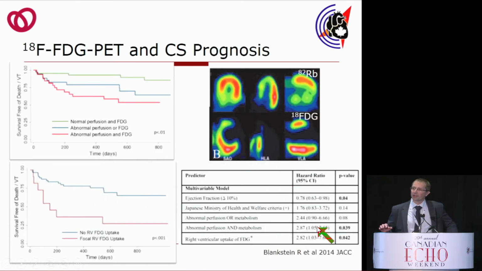And why is that? This is work done from a group in New York, a retrospective review of 120 patients of theirs, and they built a multivariate model trying to assess prognosis, and does FDG PET have a role in prognosis of sarcoid patients? What they found was that even when you factor in ejection fraction or diagnostic criteria, what still remains significant is abnormal perfusion and metabolism, hence the reason why we do relative perfusion imaging in these patients. And finally, the RV uptake also remained incremental to these other factors in terms of its influence on prognosis.